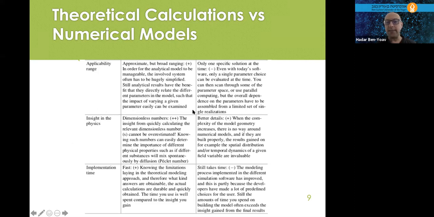Insight into physics, two pluses, because usually dimensionless numbers are used. So you can understand exactly how the physics behaves, such as with the Peclet number. And for numerical, we also have a plus. It can also give us more information about how the physics behaves and how the geometry affects the solution, for example.